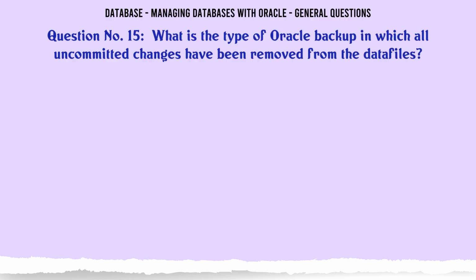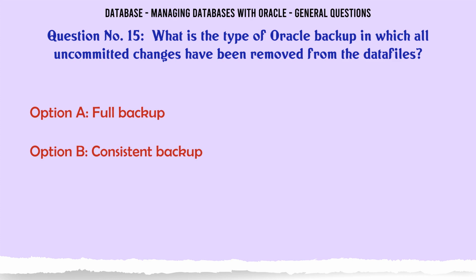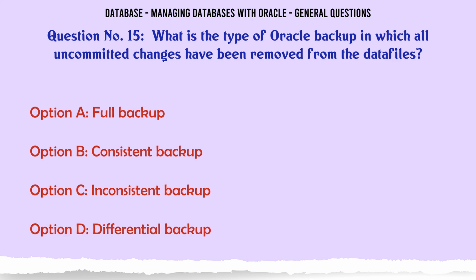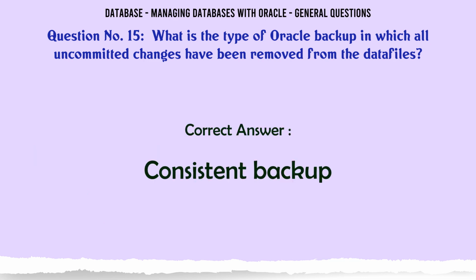What is the type of Oracle backup in which all uncommitted changes have been removed from the data files? A. Full backup. B. Consistent backup. C. Inconsistent backup. D. Differential backup. The correct answer is consistent backup.